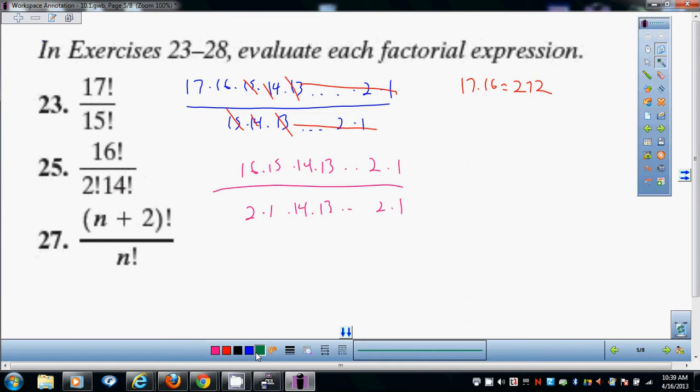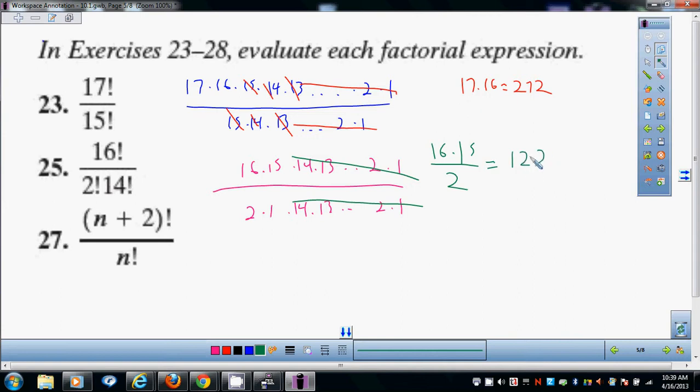Katie Beth, what's going to cancel here? All the way down. So what are we left with? That's right. 16 times 15 over 2, which is what, Marco? Thank you. Yes, you could just punch this straight into the calculator, but it is important you know how factorials work, because you're going to see them used in crazy ways.